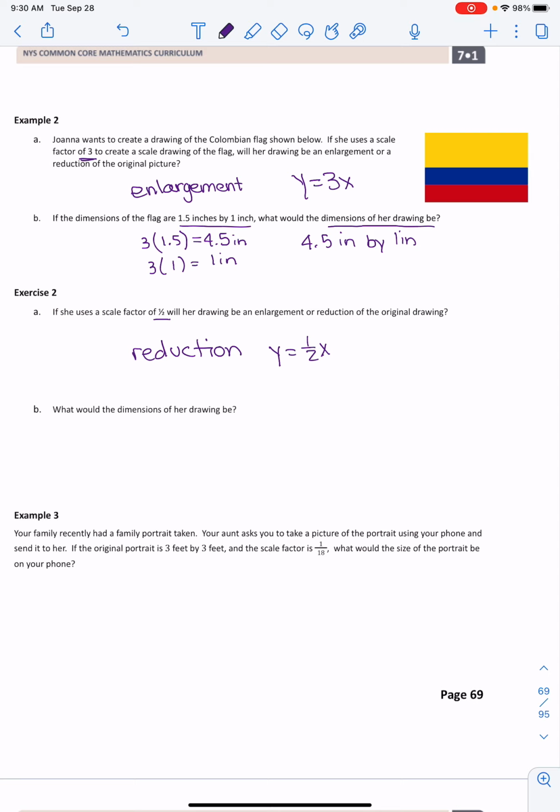Well, if I use the same dimensions, I could multiply 1/2 times the 1.5, and I would get, my mind all of a sudden just went blank, I'm sorry, 0.75 inches. And then if I multiply the 1/2 times 1, that would give me 0.5 inches.